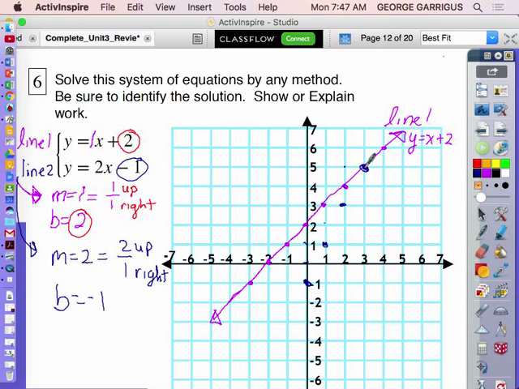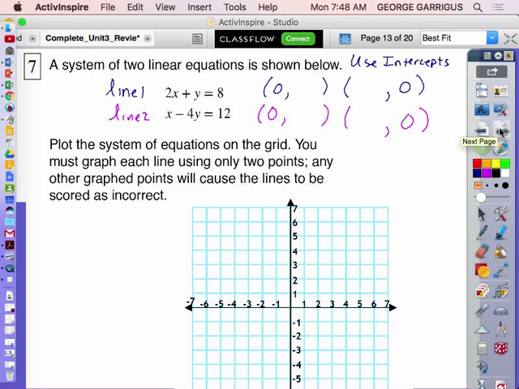We can see that it intersects right there. This is line 2. The intersection is at 3, 5. So our solution is 3, 5.